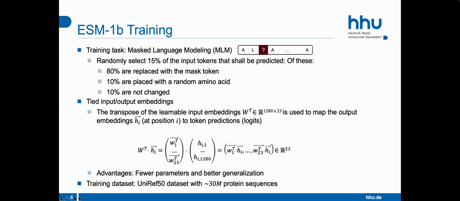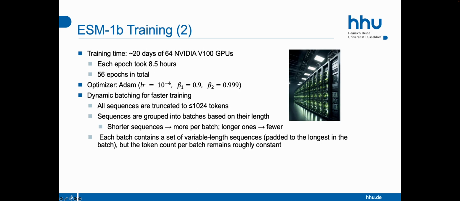As a training dataset, they used the UniRef50 dataset, and this dataset is based on the UniProt database, which stores a total of 250 million protein sequences. The UniRef50 dataset is a group dataset, which groups sequences that have sequence identities over 50%. And then from each of those groups, only one representative is selected, which results in a dataset of approximately 30 million diverse protein sequences. The training process for the ESM-1b model was computationally quite intensive. They trained it for around 20 days using 64 NVIDIA V100 GPUs running in parallel.